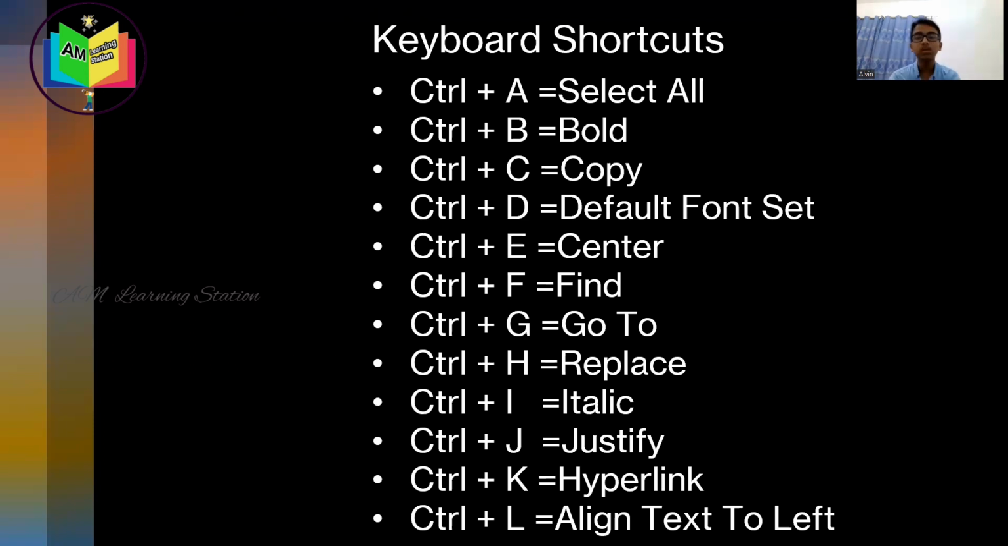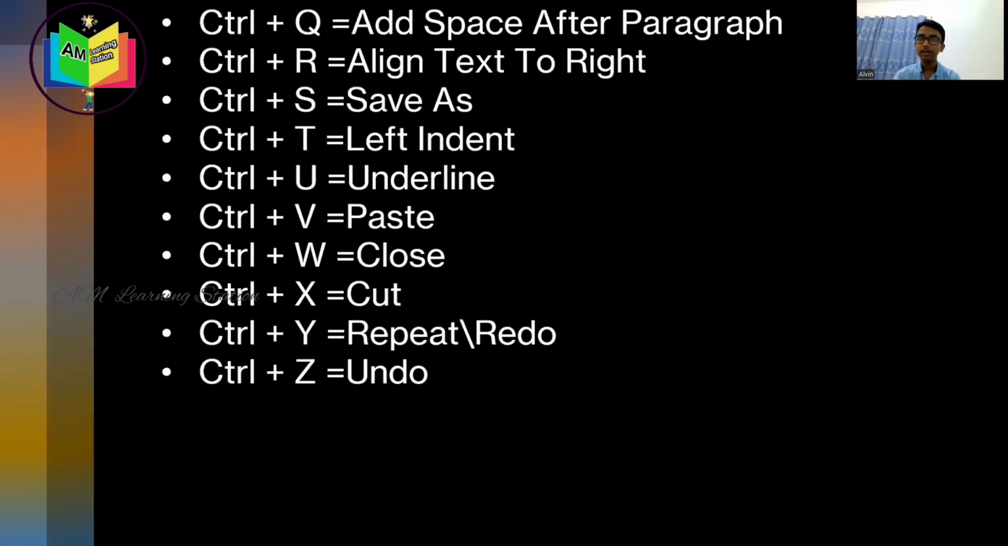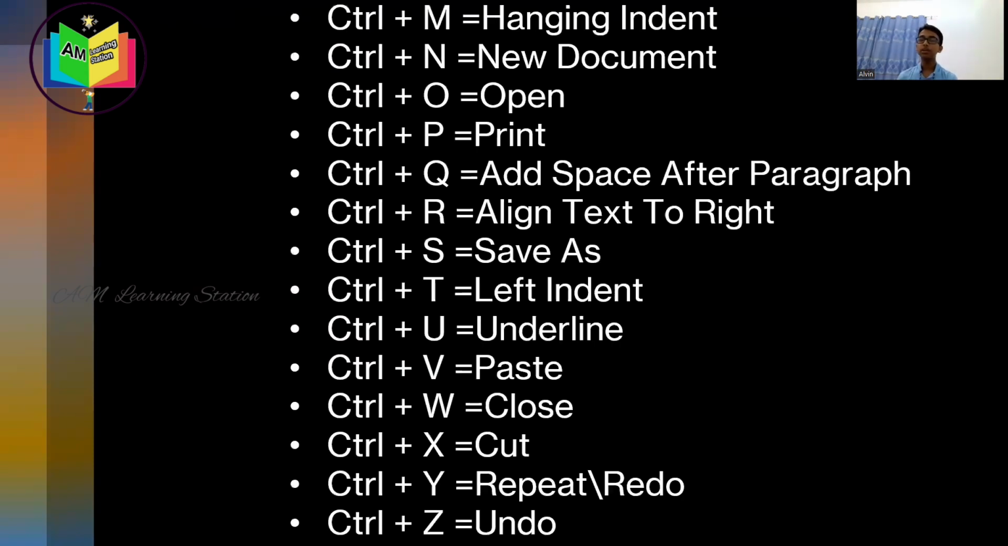Control G is go to a certain area of the document, etc. Control H is replace. Control I is italic. Control J is justify. Control K is hyperlink. Control L is align text to left, and Control M is hanging, and Control N is new document.